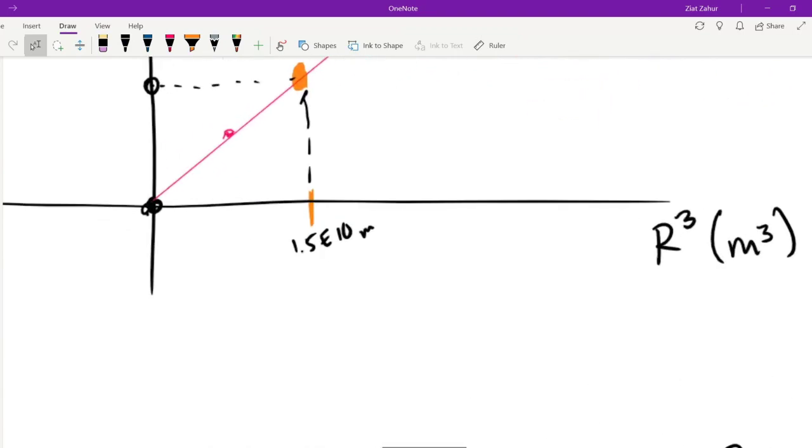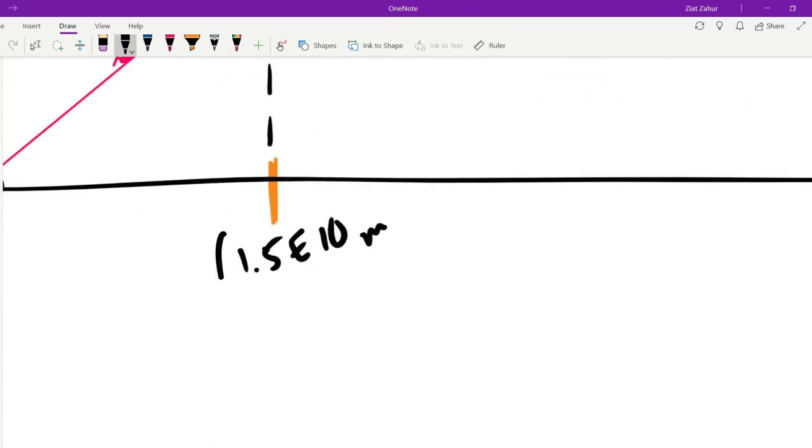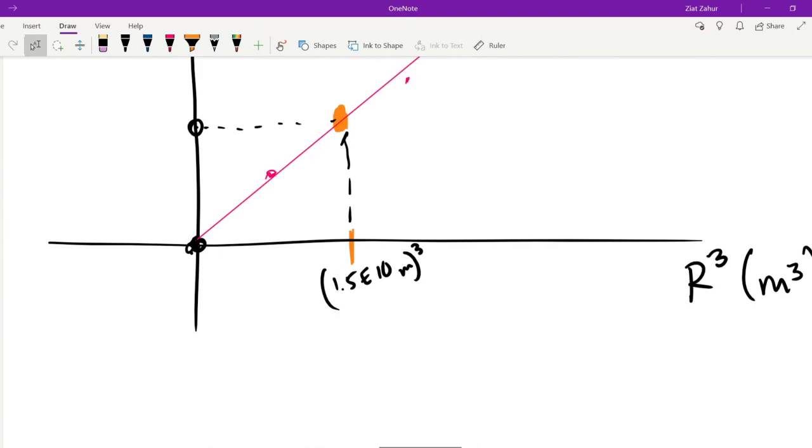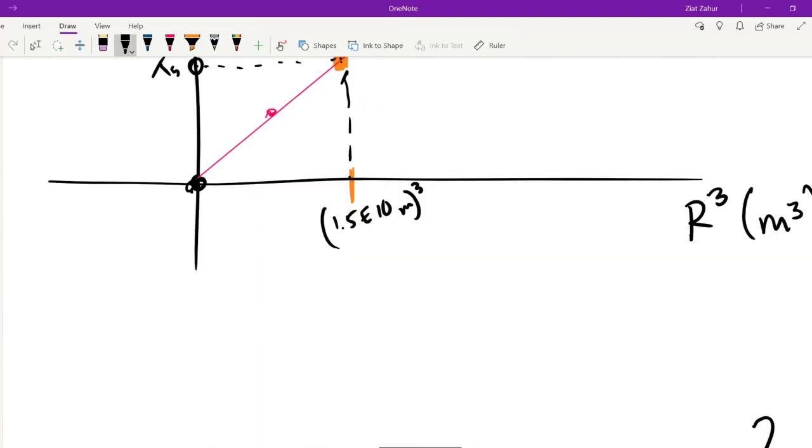Oh wait, this is cubed. There we go. Whew, close. Made a mistake there. This is 1.5 e 10 meters cubed. So you find where this is cubed, and then voila. You find the t5 squared value. This is the period of the fifth planet squared, and then you can square root it.